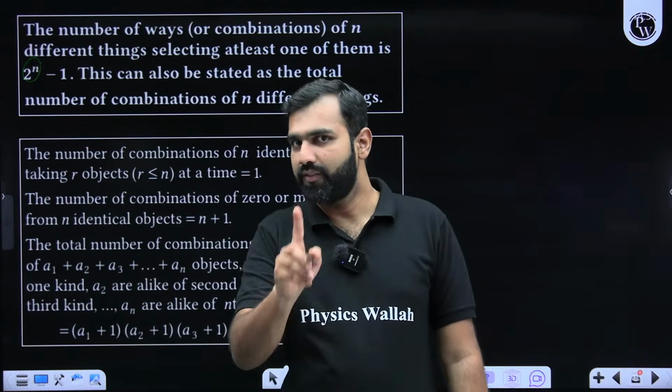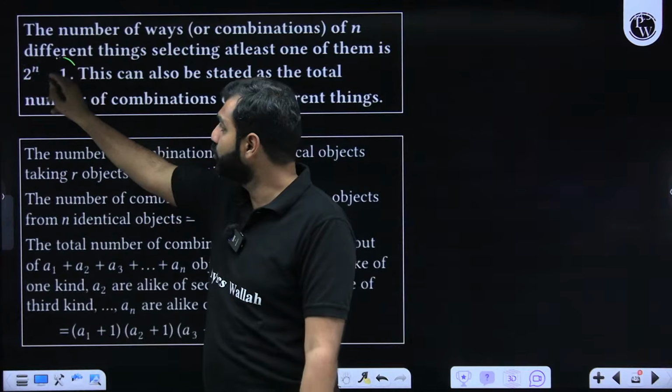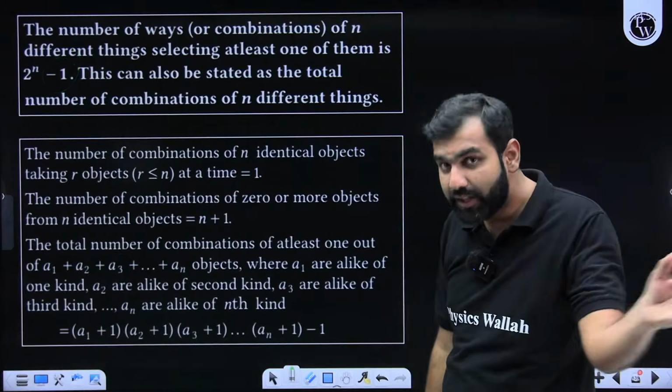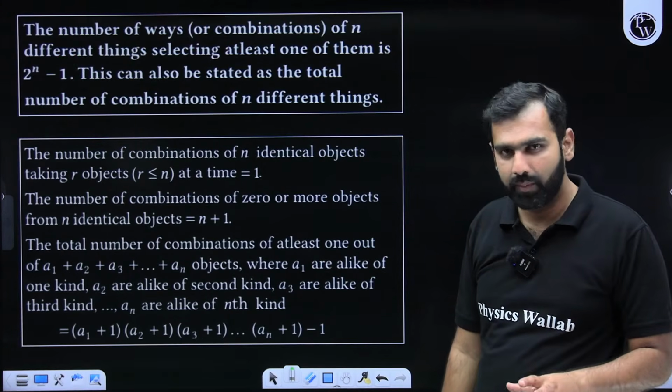But there is that one possibility in which I'm not choosing any object, and I am supposed to choose at least one object. So that possibility I need to discard where I'm not selecting any object. So 2 to the power n minus 1 will be the number of ways. Can we move ahead from here?